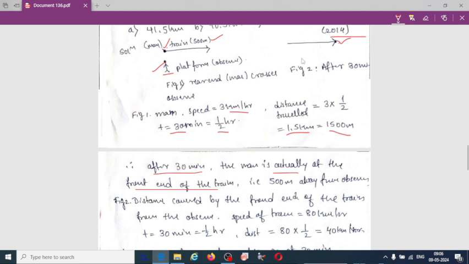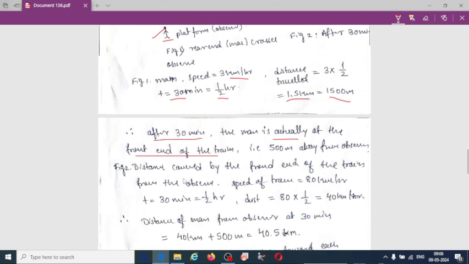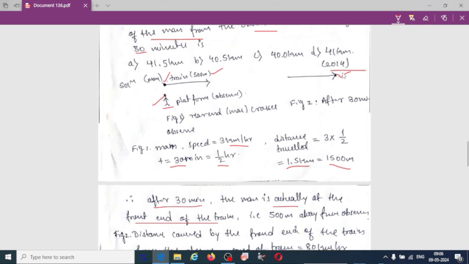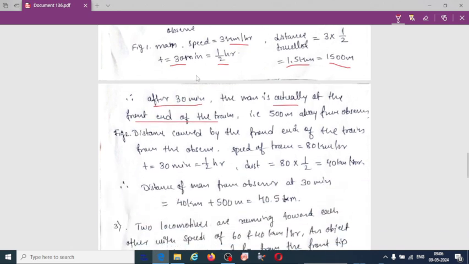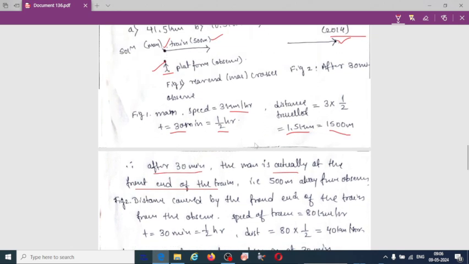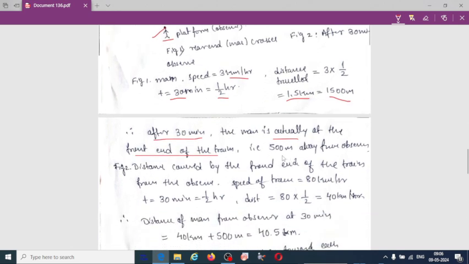So how much distance is he going to cover when he is moving from front to back to front? He is moving with 3 km per hour. So after 30 minutes, he is going to cover 150 meter distance. And so after 30 minutes, he is going to be at the front end. Initially, he is at the rear end, the back end. Then that is 500 meter away from the observer. Okay.